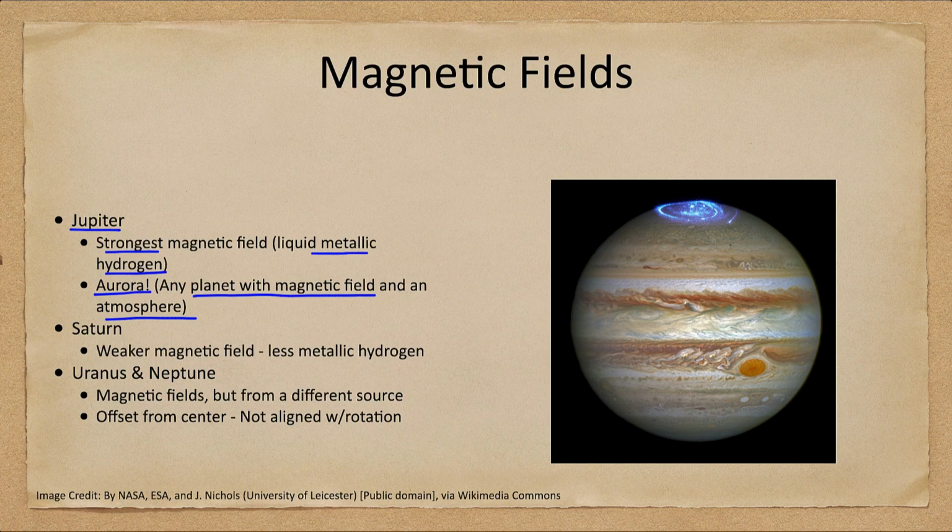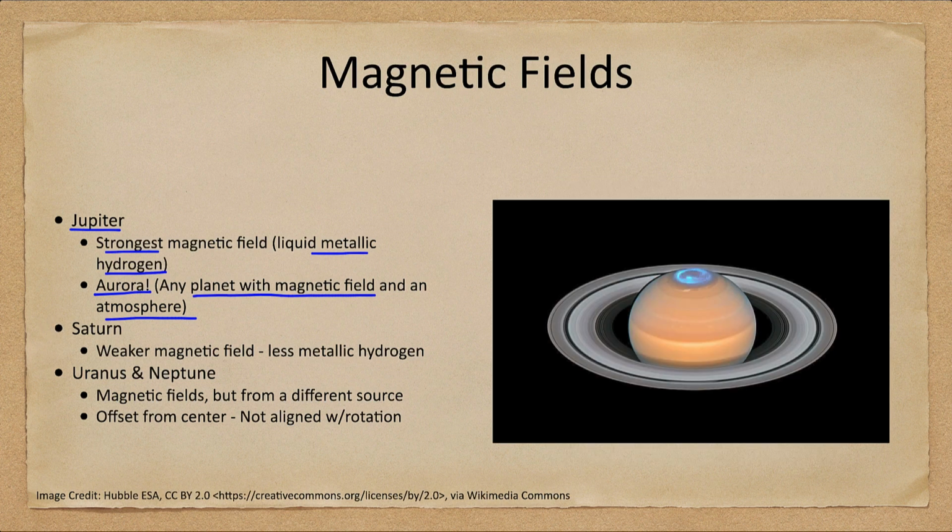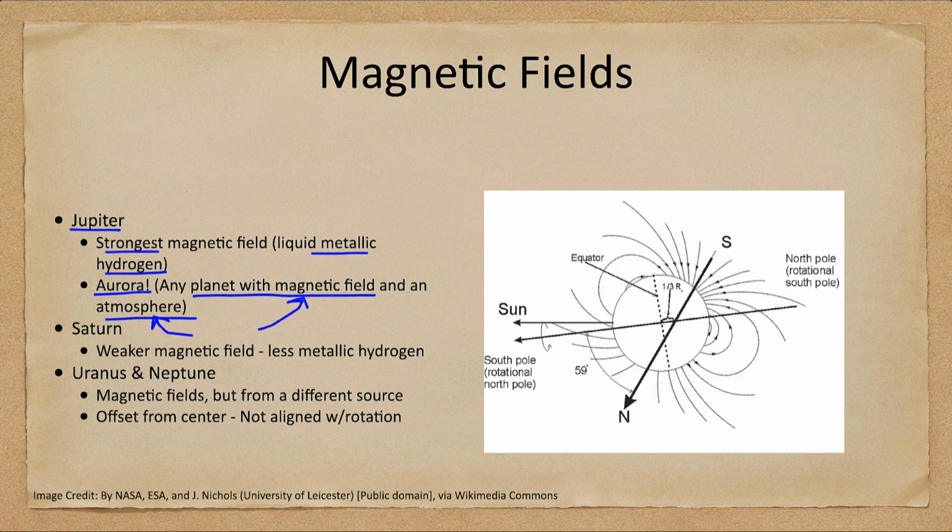Now we can also look at Saturn. Saturn has a weaker magnetic field than Jupiter, but does have aurora as well. So here we can see the aurora on Saturn as well, up near the pole. If it has a magnetic field and it has an atmosphere, it is going to have an aurora. Now the other two planets we want to look at are Uranus and Neptune. They're a little bit different. They have magnetic fields, but they seem to come from a different source. Remember, they do not have the metallic hydrogen that we see with the larger planets.